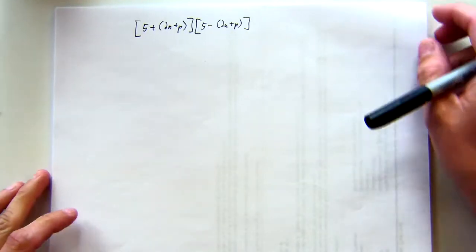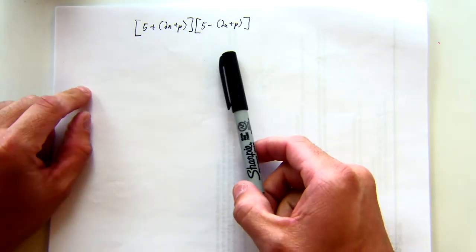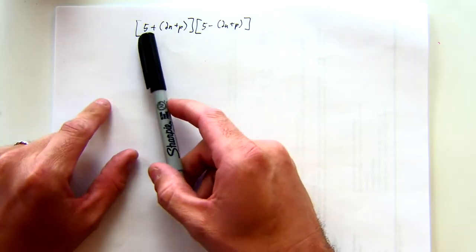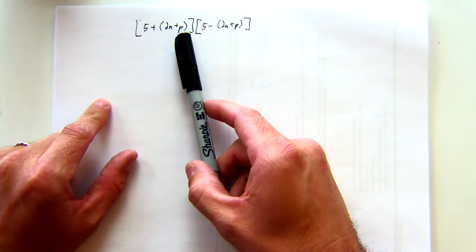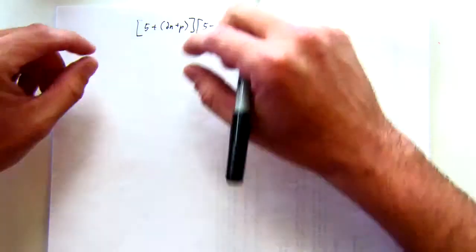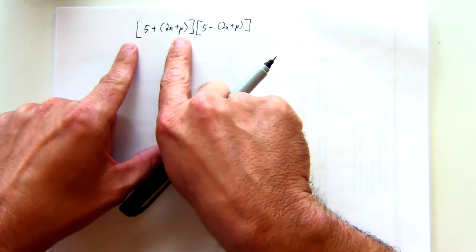Just looking at this problem without knowing the directions, how would we know what to do here? Without having the directions in front of me. Well, let's just read what this says. This says 5 plus 2n plus p. Now, what does this notation mean? If you've got a trinomial in some sort of brackets or parentheses next to another one, what does that mean? Multiplication. So this just means multiply this and multiply that.